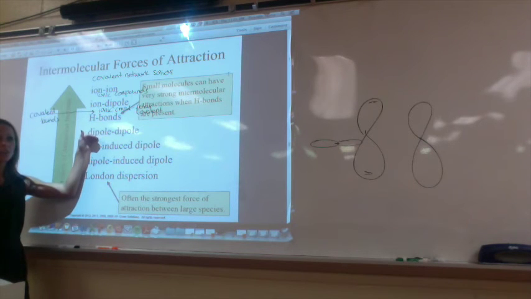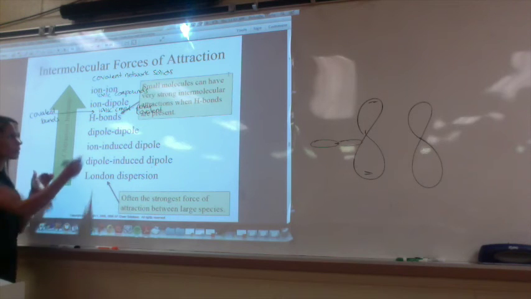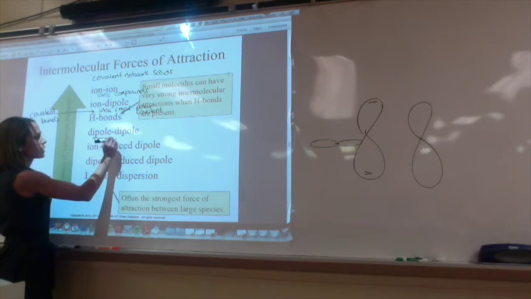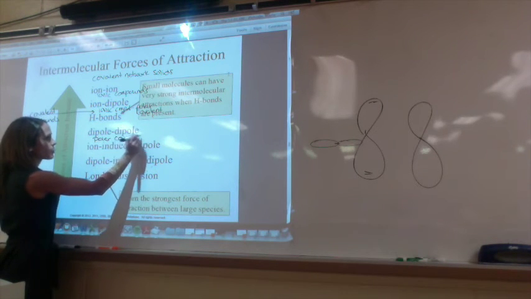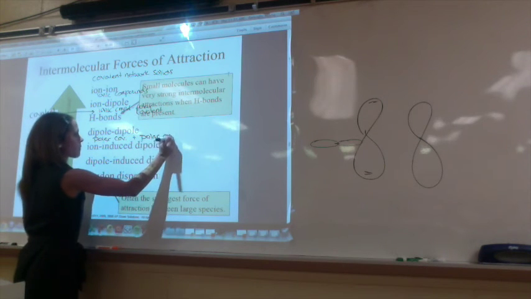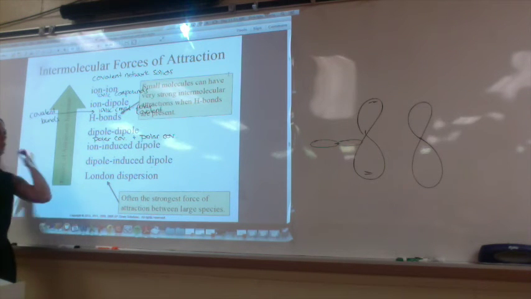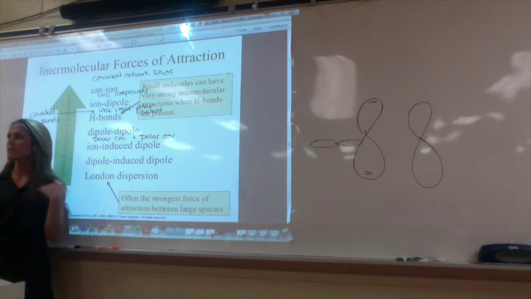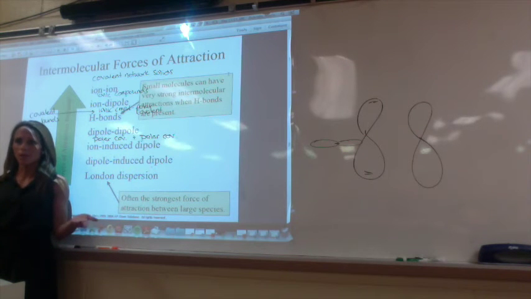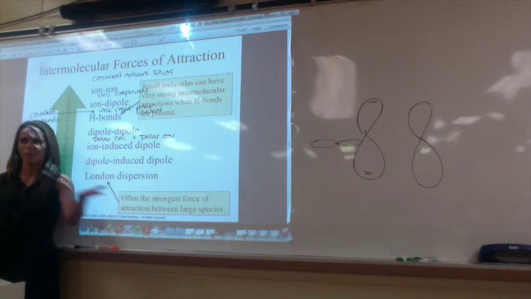Then beneath that are your dipole-dipoles. Those are any polar molecules. So polar covalent and polar covalent. It can be two different types of polar covalent molecules, or it can be the same molecule just in a pot of other molecules like it.